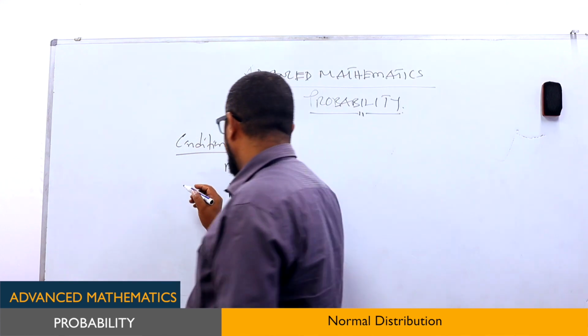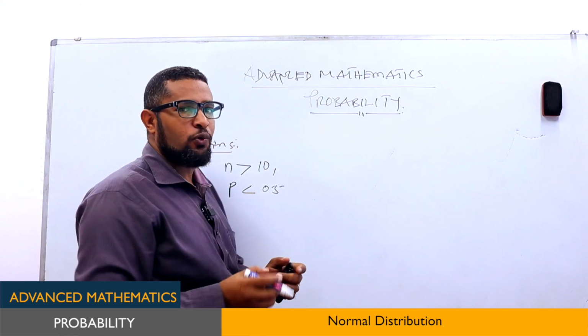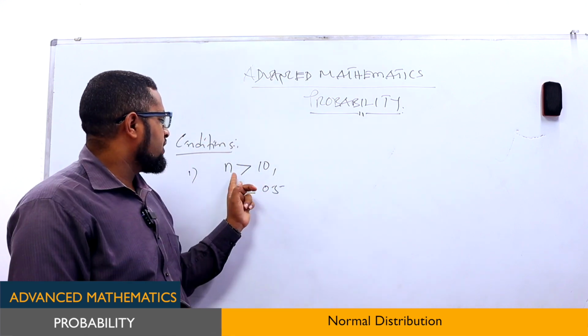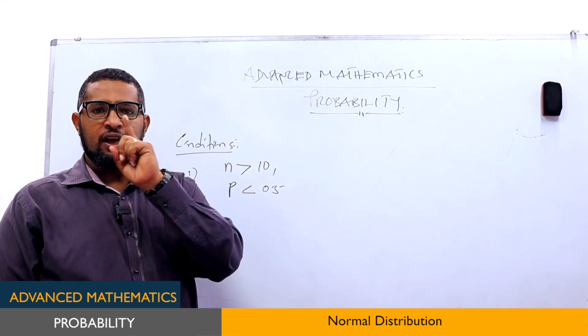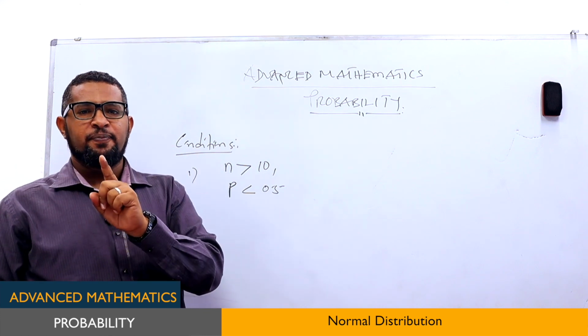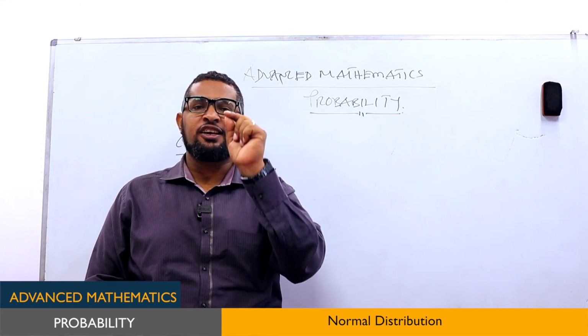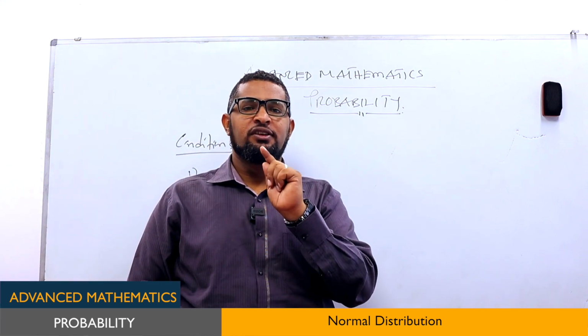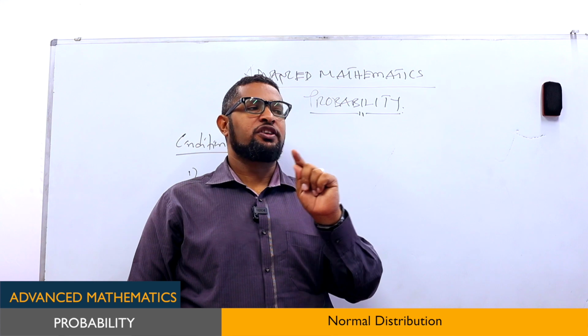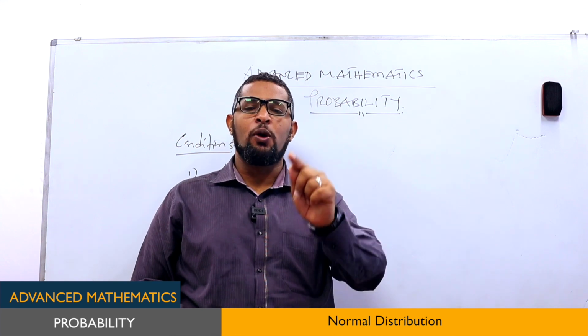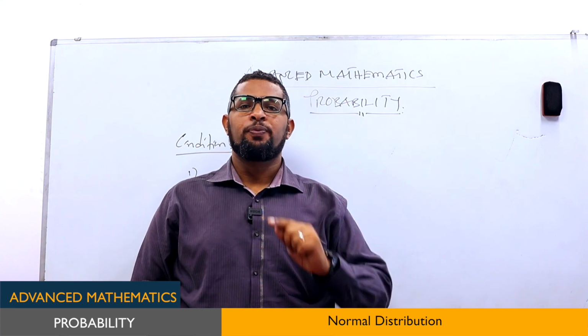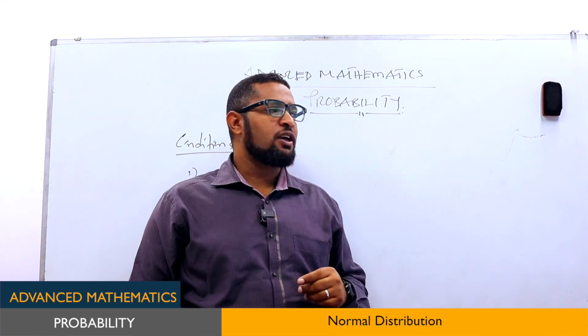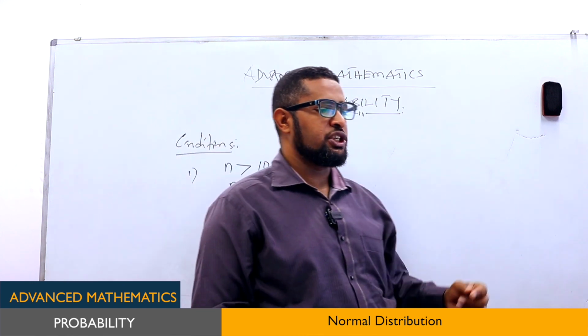This is case number 1. So if you find a question having number of trials greater than 10 and the probability of success is less than 0.5, my dear student, that is a question concerning approximation of binomial distribution to normal distribution. We'll see an example, then you understand more on this condition.